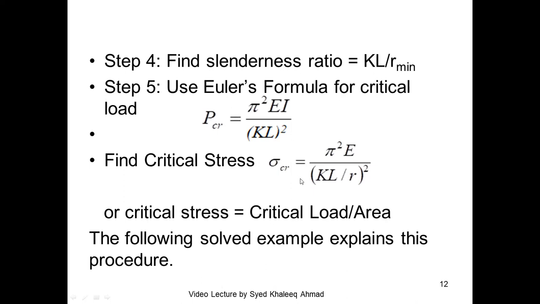So for critical stress, you can use this formula, or you can also calculate it based on the critical load. If you have got the value for critical load, divide it by the area of cross section, so critical stress will be critical load upon the area, that will give you the value. Instead of calculating this, you can directly calculate from here once you have got the value. So both will give you the same answer. Now we will see one solved example which will explain this procedure.